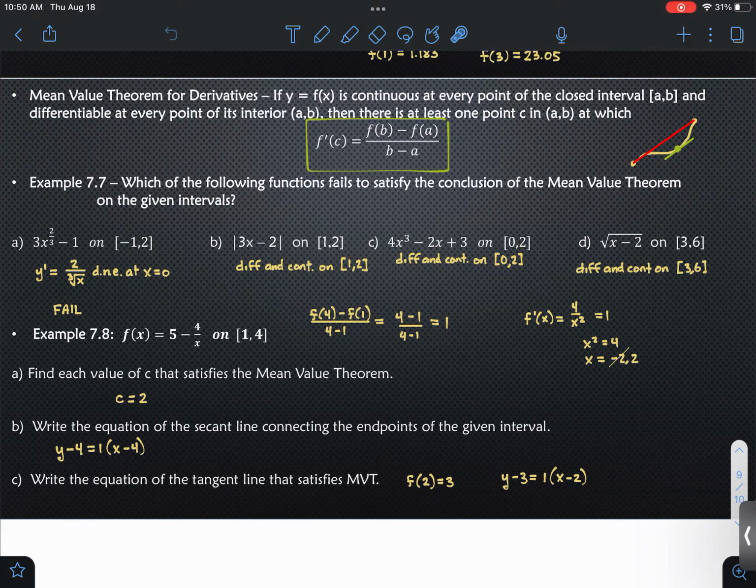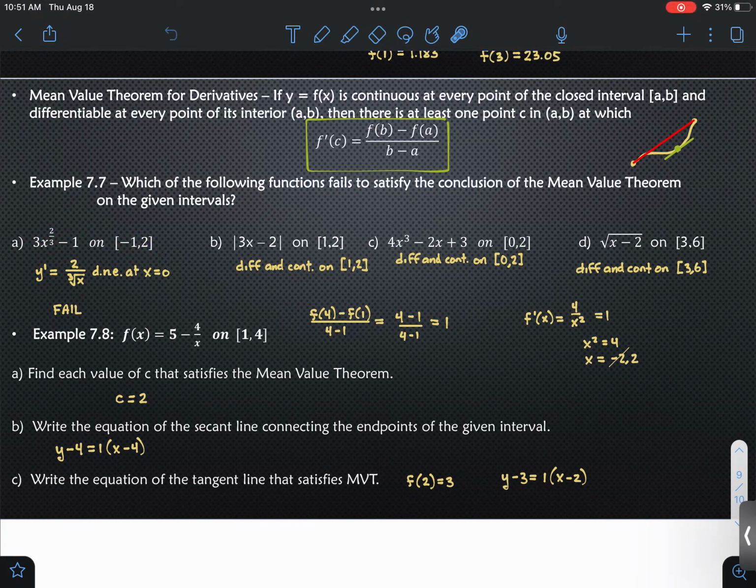Okay. Which of the following functions fails to satisfy the mean value theorem? We have a collection of functions on given intervals. The first one, well, here we have a fail. And that's because when we differentiate this thing, we see that the derivative would not exist if you plug in x equals 0. That means there's an interior point in our interval that's not differentiable. So there's no guarantee that the mean value theorem works in this instance. Okay. The other three all work out.